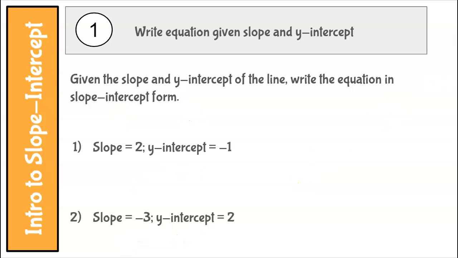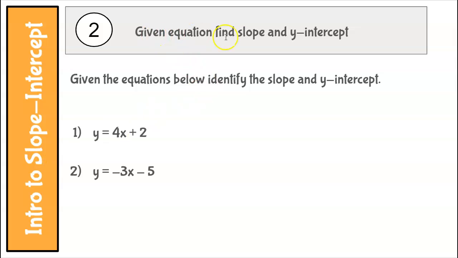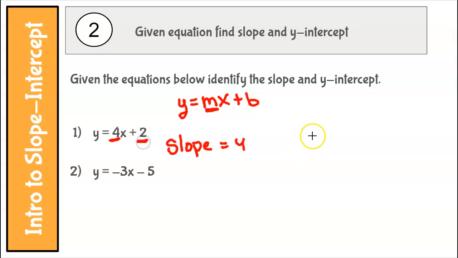All right, now let's go backwards. Given the equation, tell me what the slope and the y-intercept are. Again, these are in slope-intercept form. They're not always, though. There are other ways to write this equation, but for right now, we're giving them to you in slope-intercept form. So slope is the number in front of x, so this is slope. And this is the y-intercept.